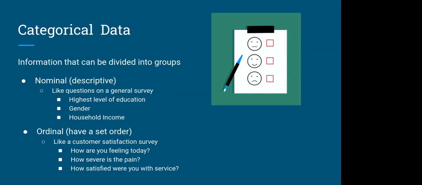Does everybody have what they need? Can we move to the next type of data? Okay.